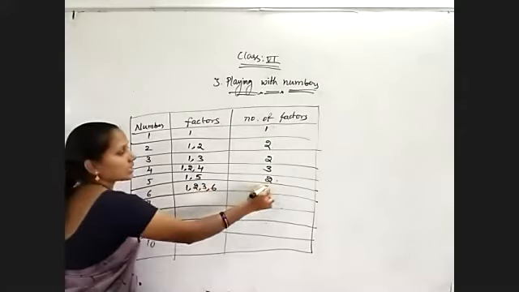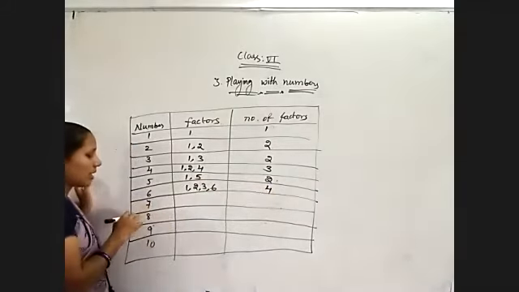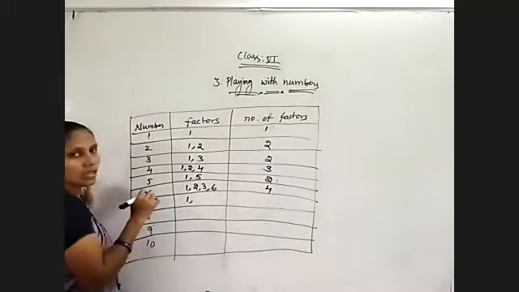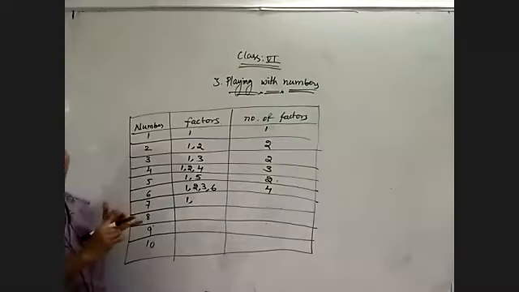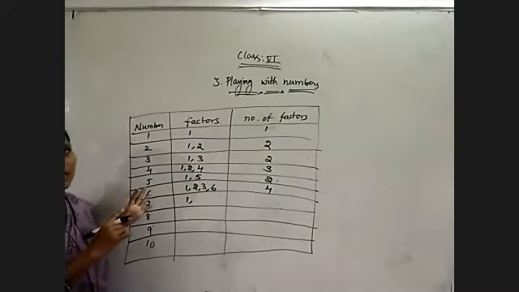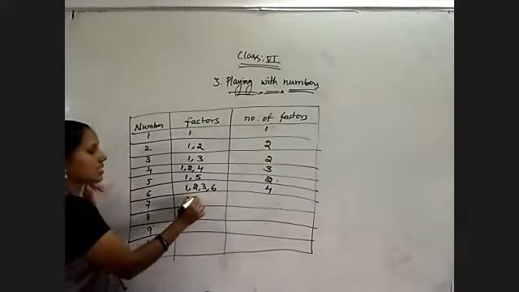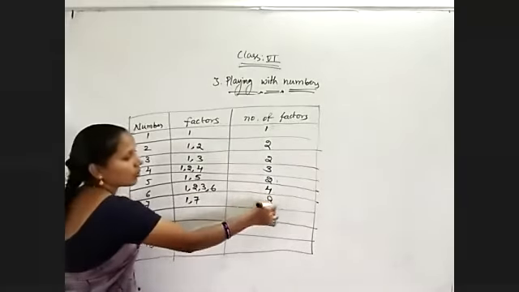Now coming to 6: 1 sixes are 6, 2 threes are 6, 3 twos are 6, 4 and 5 will not get 6. Total how many factors are there? 4. Now coming to 7: 2 table will not get 7, 3, 4, 5, 6, any of these tables will not get 7. So 7 ones are 7, 1 and 7.